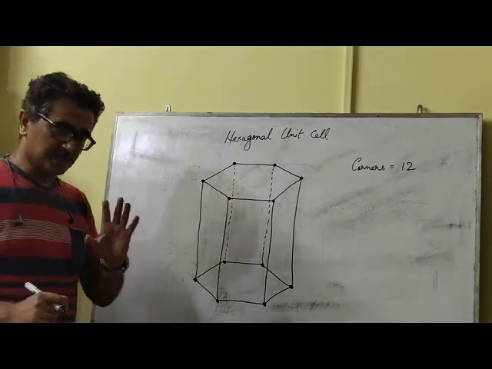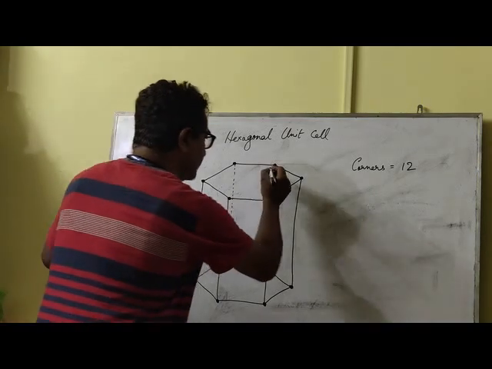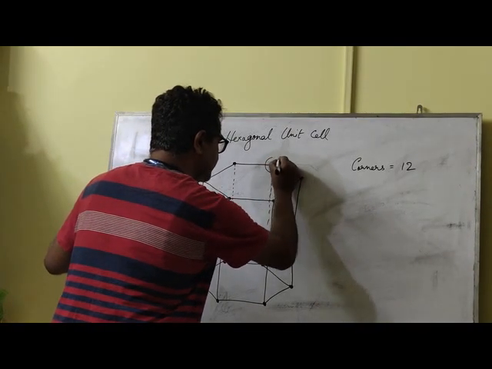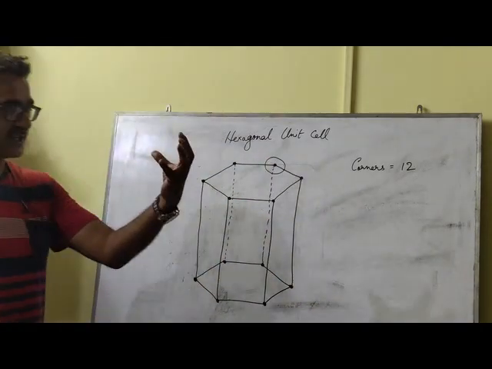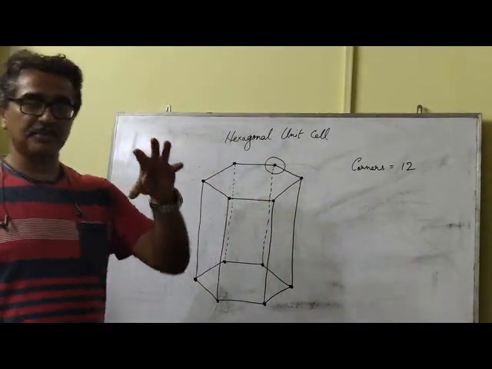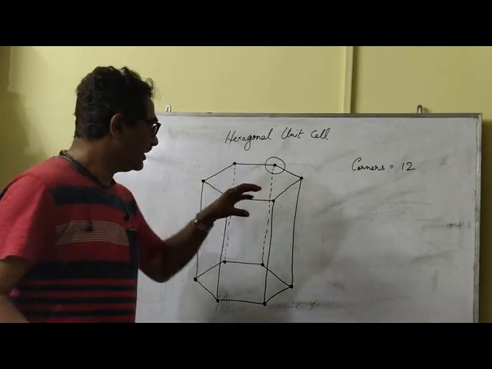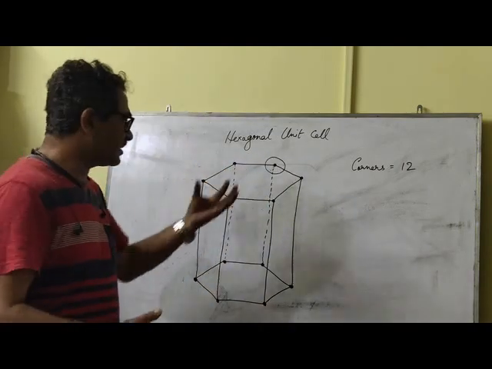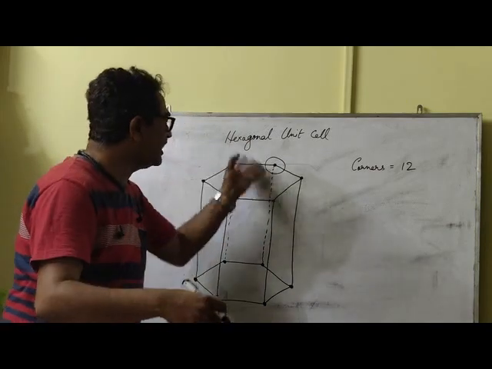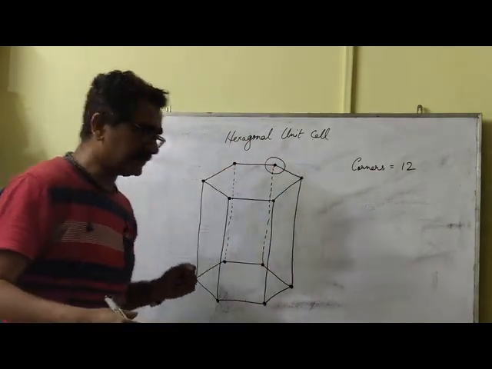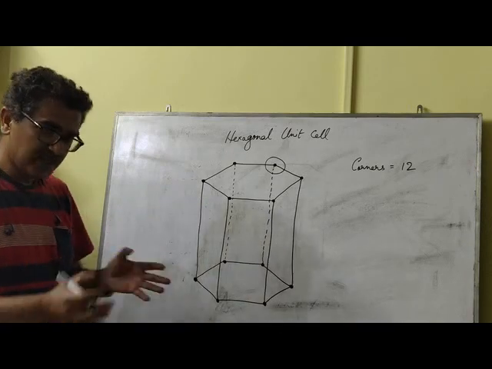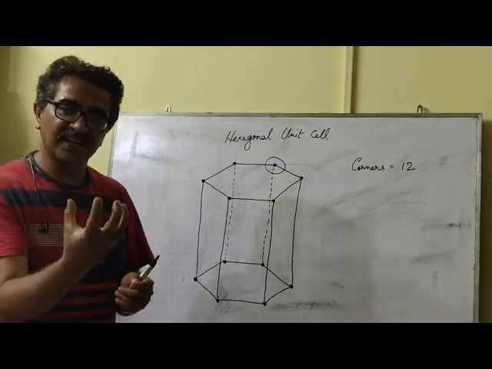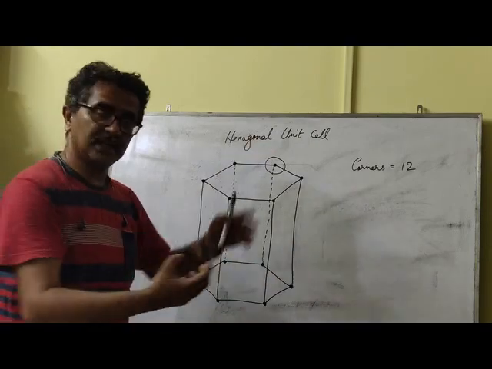Now, let me tell you something: this dot is not the atom but the entire structure, the entire sphere. It's like a ball. You can imagine the atom to be in the form of a sphere or a ball, and you see that only a portion of this particular sphere is inserted into the hexagonal unit cell. So we are going to find out what part of the spherical atom is inside the hexagonal unit cell.